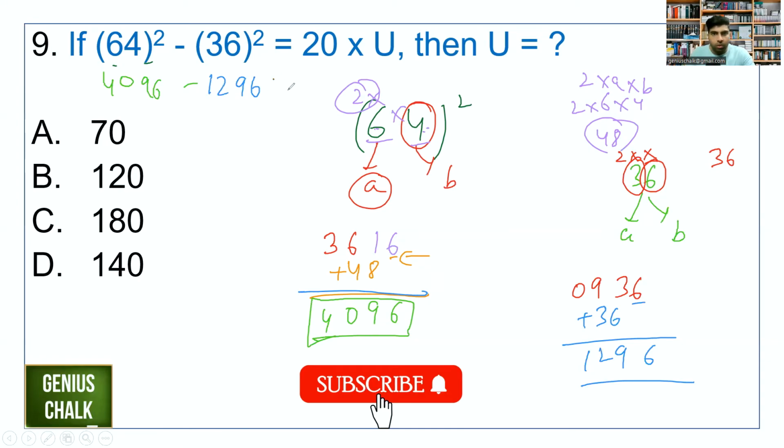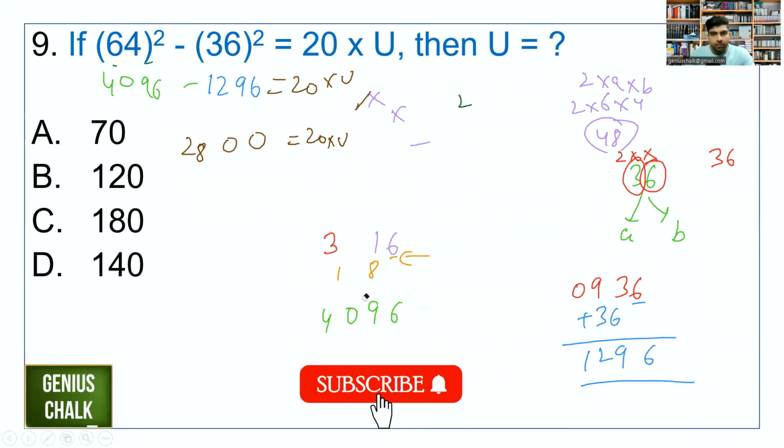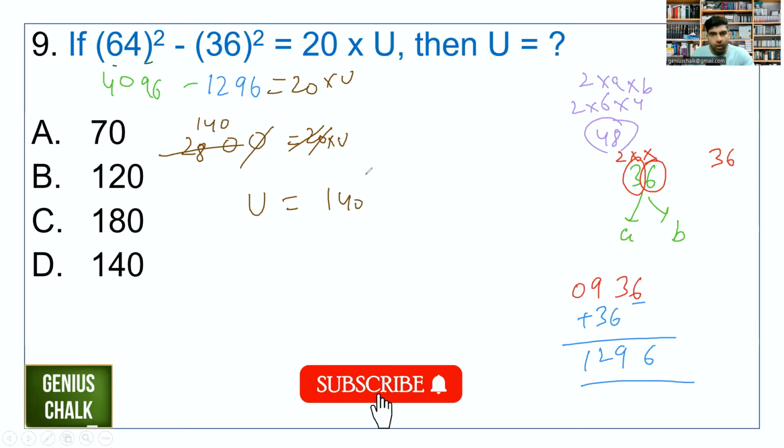So this is equal to 20 into U. So what is the result? 2800, I guess. Yeah, and this is 20 times into U. So you can solve this. 20 2s are 1 4. The value of U is 140. This is one method, right, where you can directly find the squares and get the answer.